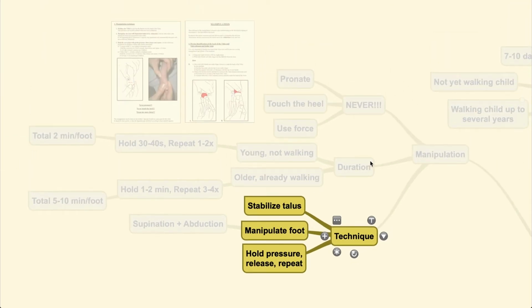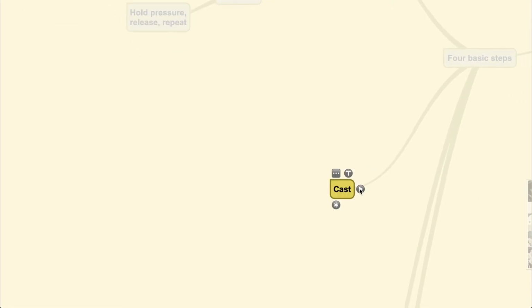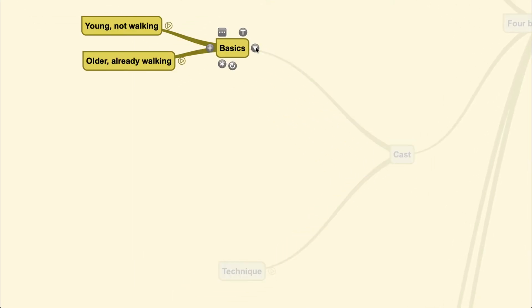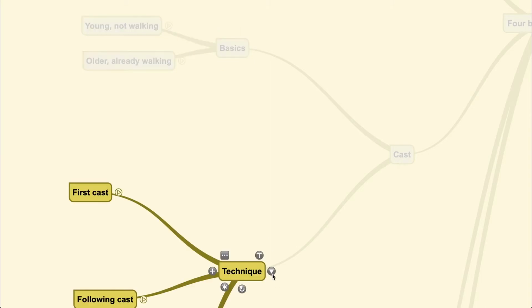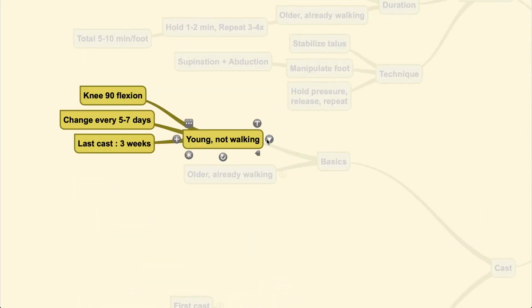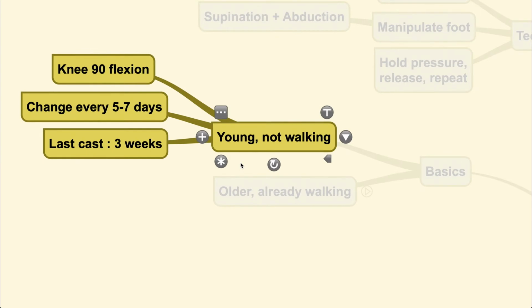Now, once you have done the manipulation, next comes the cast. There are certain basics for the casting and certain techniques for it. For the young and non-walking, usually you need to cast the knee also in 90 degrees of flexion to decrease the tension of certain muscles that go through 2 joints. And then you need to change the cast every 5 to 7 days. And usually the last cast will have a longer period, which is 3 weeks.